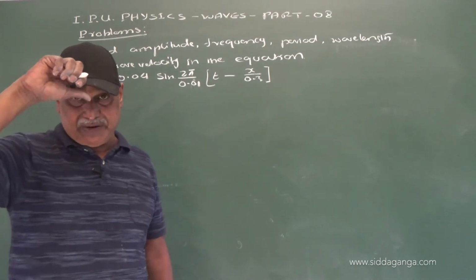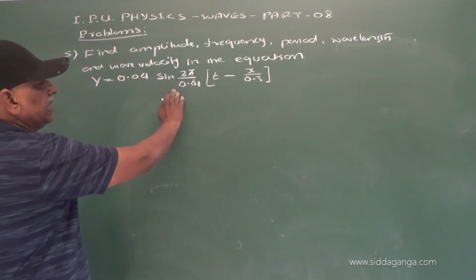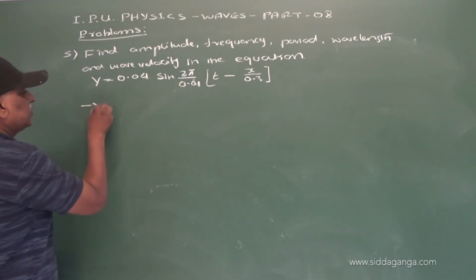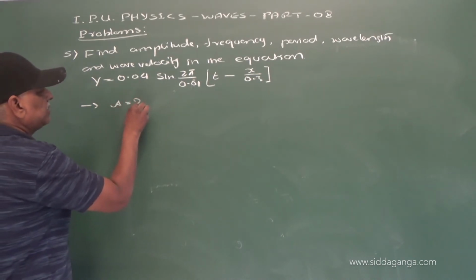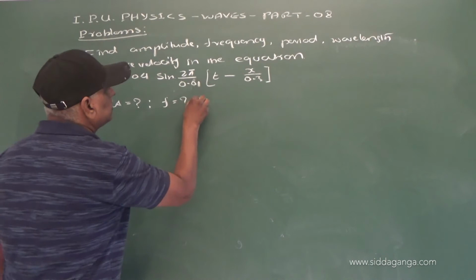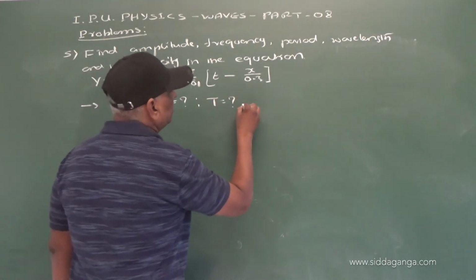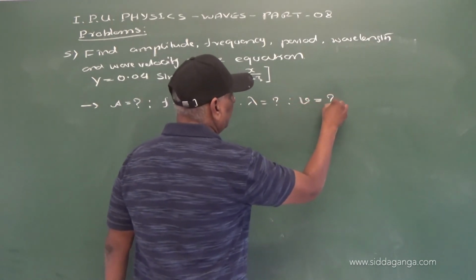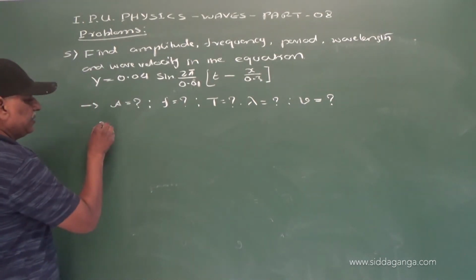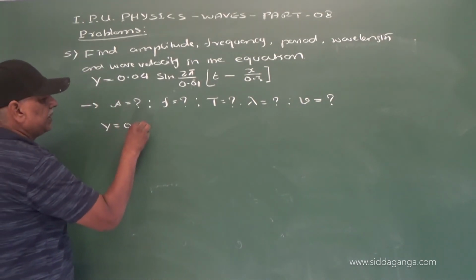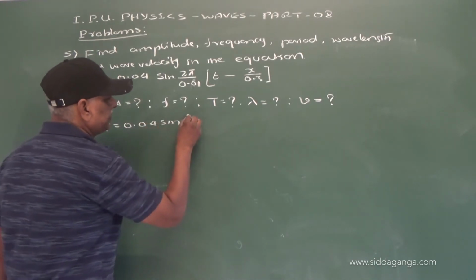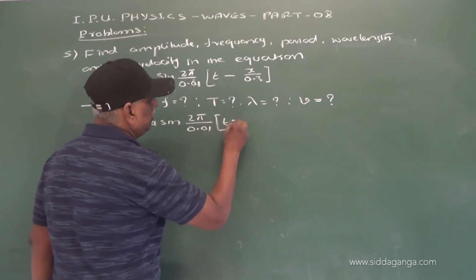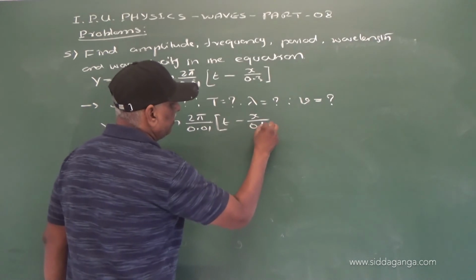Now see the given equation. Again we have been given an equation, and we need to find amplitude etc. Now the factors to be found: amplitude A is equal to what? Frequency f is equal to what? Period T is equal to what? Wavelength lambda is equal to what? And wave velocity v is equal to what? Now the given equation is y is equal to 0.04 sin 2 pi by 0.01 into t minus x by 0.3.